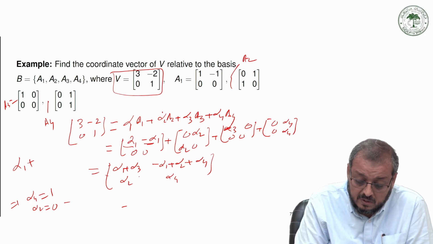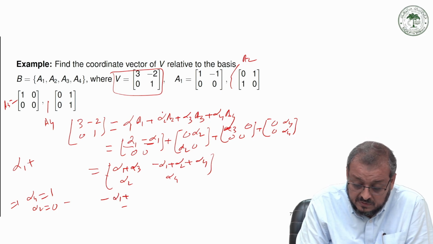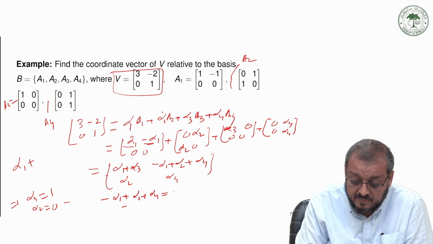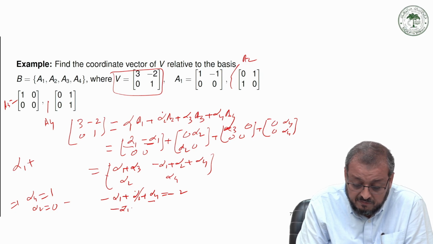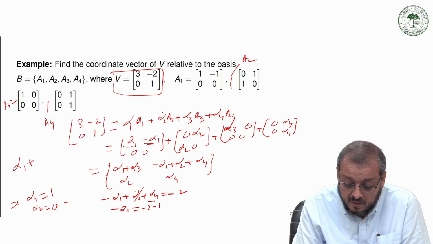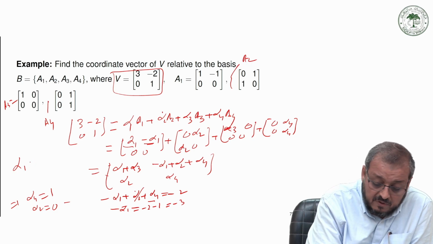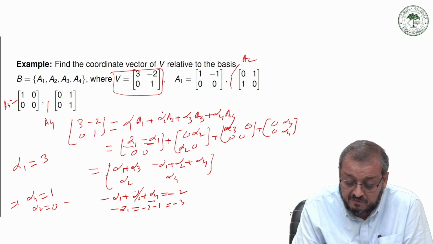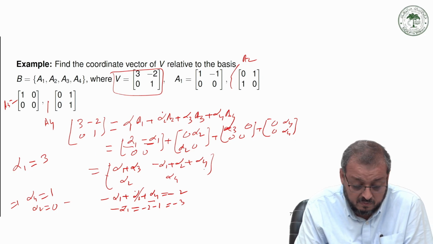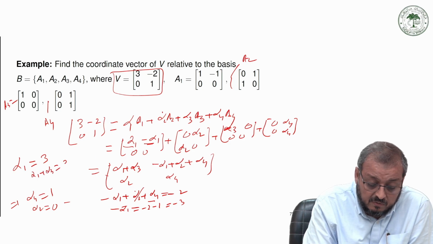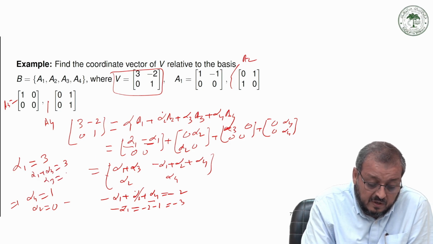No, alpha 2 is equal to 0 is okay. And then we have to calculate alpha 4 and alpha 2, so minus alpha 1 plus alpha 2 plus alpha 4 is equal to minus 2, alpha 2 is equal to 0, alpha 4 is equal to 1, so minus alpha 1 is equal to minus 2 minus 1 is equal to minus 3. So alpha 1 is equal to 3, and if alpha 1 is equal to 3, then alpha 1 plus alpha 3 is equal to 3, so alpha 3 is 0.